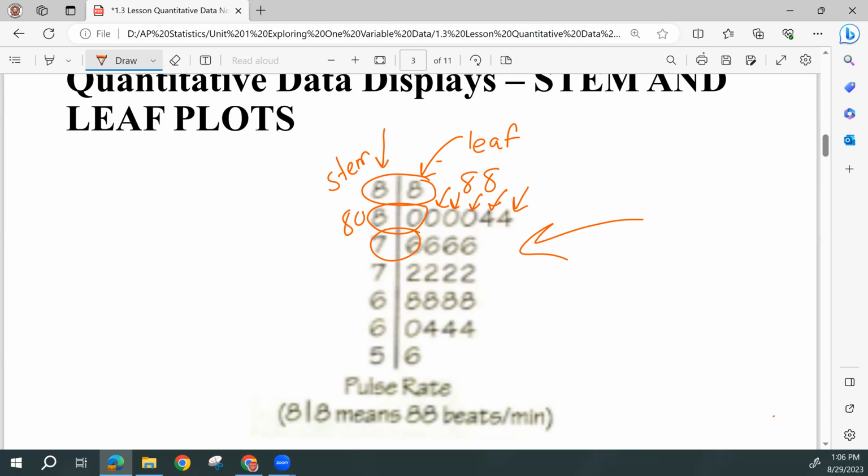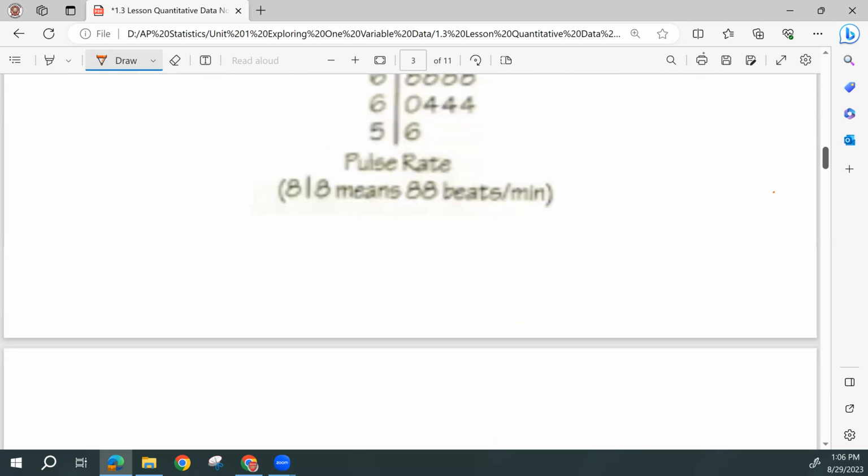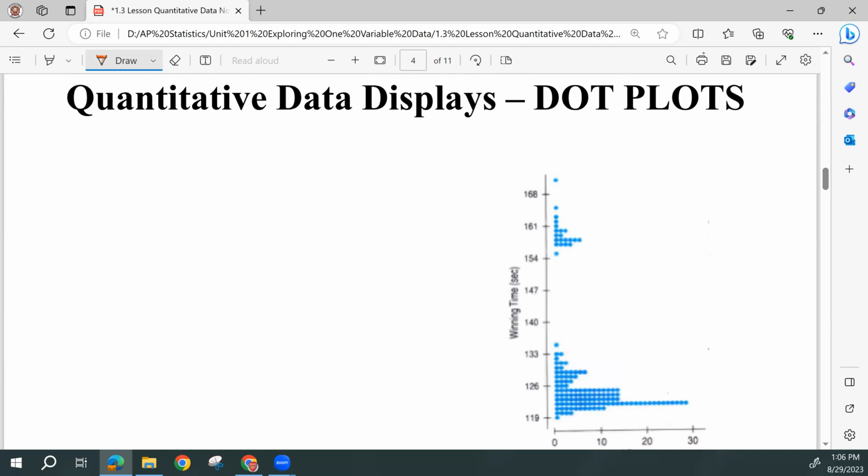So it's just a way to display the data points, but we also preserve the data points because you can see what they actually are. In a histogram, you can't see the individual data points. A dot plot, similar to a stem and leaf plot, does preserve the data points. We just put a dot for each data point to display our data set. So this is a lot of dots. This might have been probably too much to do to make a stem and leaf plot, too many leaves. And so we can just use dots.